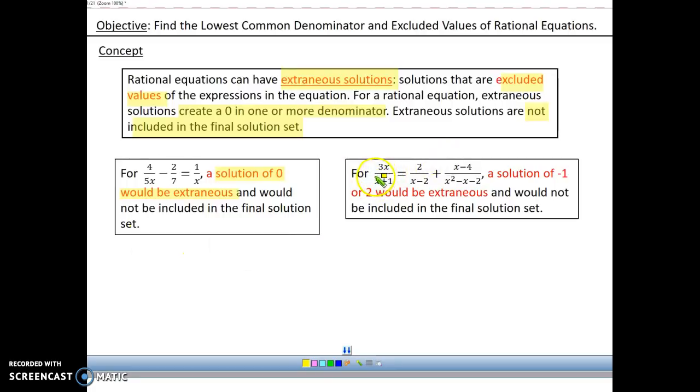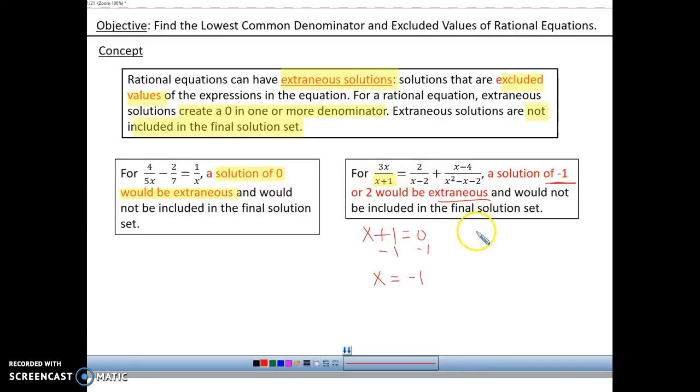In this example, if I see my x plus 1, I want to figure out when that would be 0. So x plus 1 equals 0. If we subtract 1 from each side, x equals negative 1. That's where this comes from. It would be extraneous, because if I were to plug in negative 1, I would get 0. You can't divide by 0.